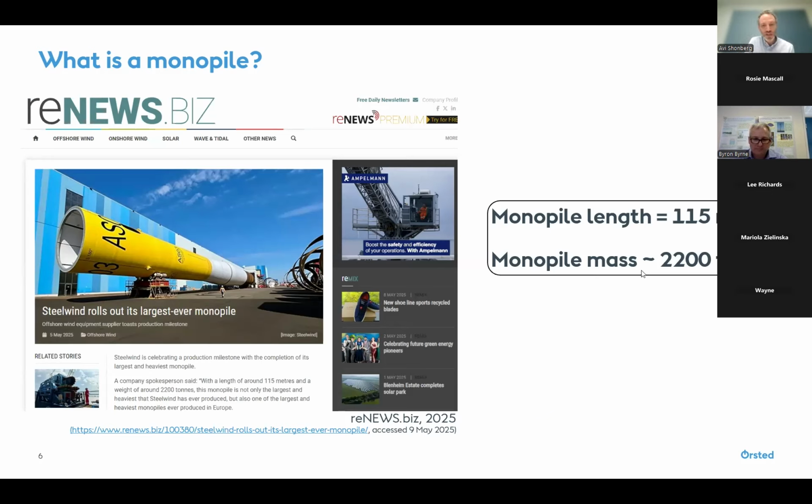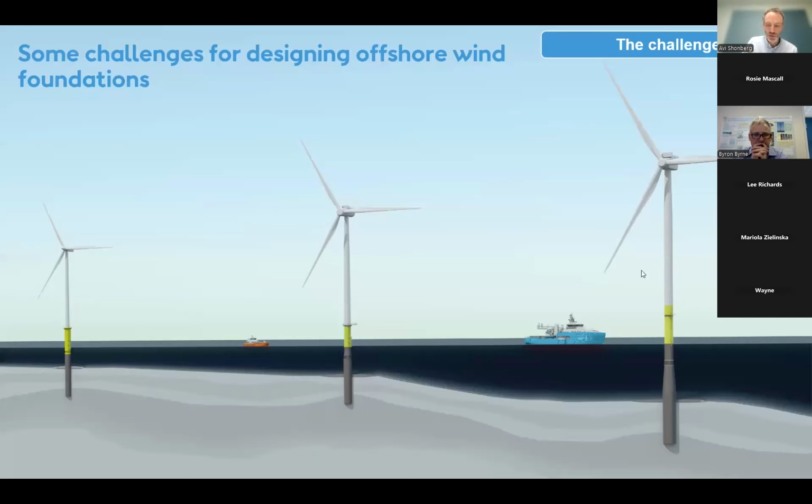So the monopiles, even just in the space of 4 years, have increased significantly, not only in length, but also in mass. The reason this is important is because it gives us the opportunity for better engineering to better optimize these monopiles as we go forward. So we see the ability to save steel and make these monopiles as efficient as possible as a key target going forward. In order to do that, what are some of the challenges we need to face?